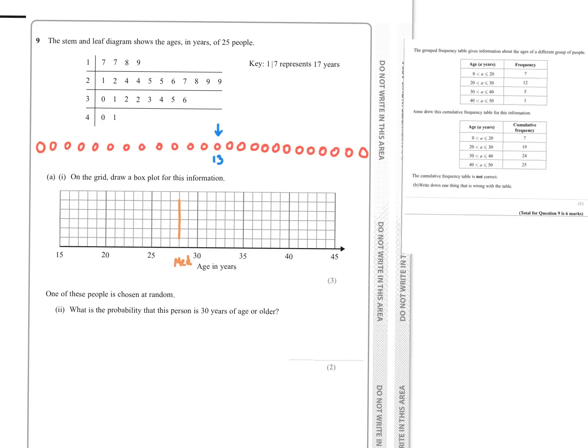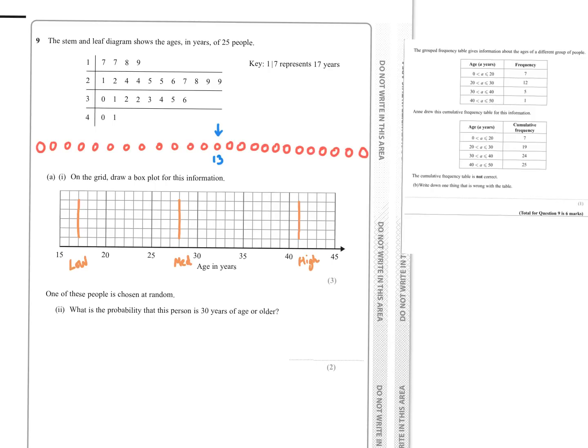Our lowest bit of information in terms of age is 17 years. So we can put that in, and that's our lowest. And then the highest is 41. So we can put that in there. That's the highest. And then we want the lower quartile and the upper quartile.